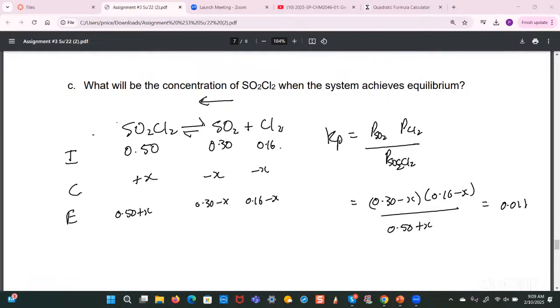So I did this one. It's 5. Yeah, okay, exactly. Right. Remember, it's the sum of the coefficients of the products minus the sum of the coefficients of the reactants.